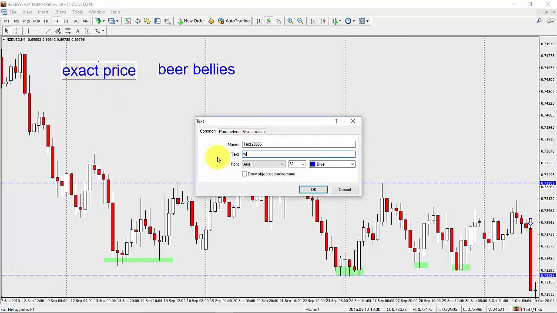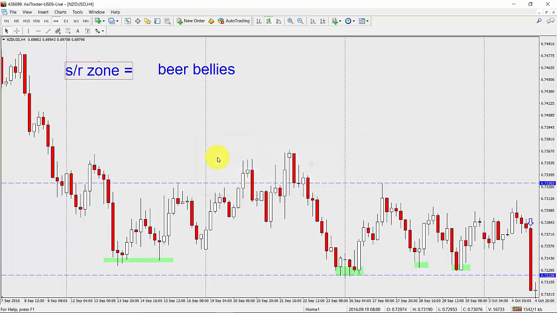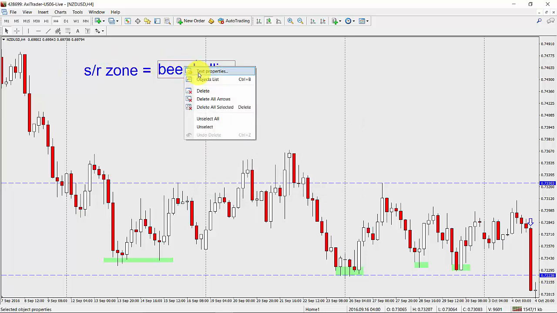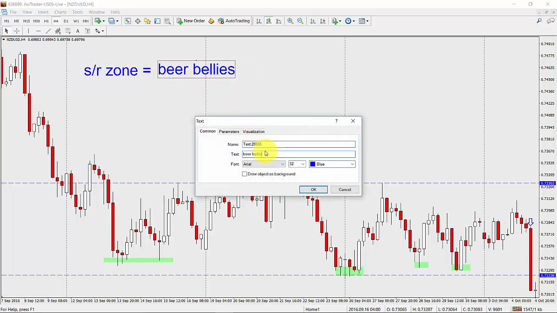So support and resistance zone equals a beer belly. That's really what this is all about. So this beer belly here has come into play once again.